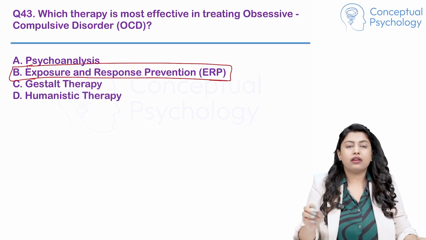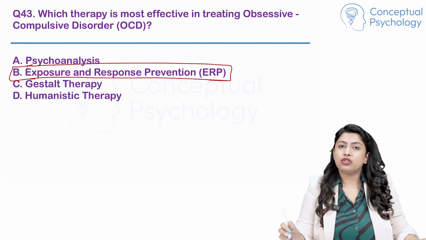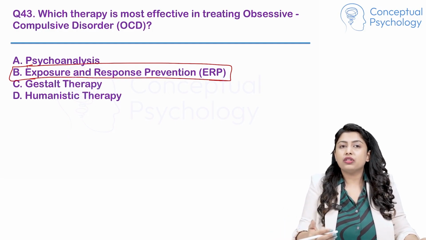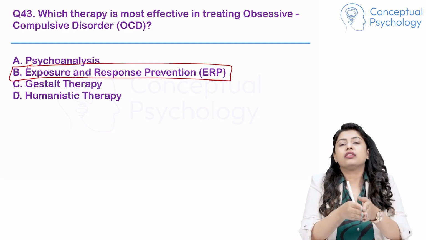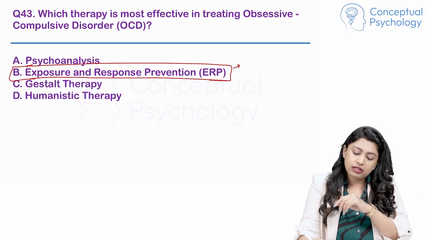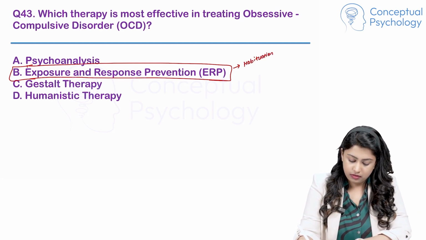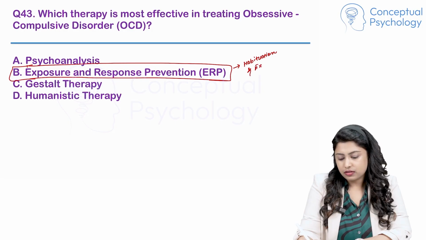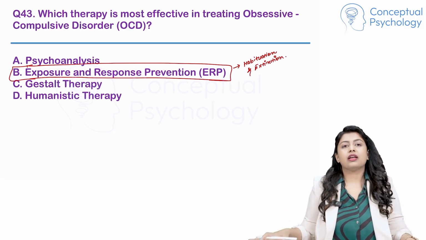It is exposure and response prevention, which is the specific CBT technique that is more effective for OCD. It involves exposing patients to situations which trigger the obsessions while preventing them from engaging in the compulsive behaviors, which leads to habituation and symptom reduction. All right, so here the principles of habituation and extinction are used for symptom reduction.